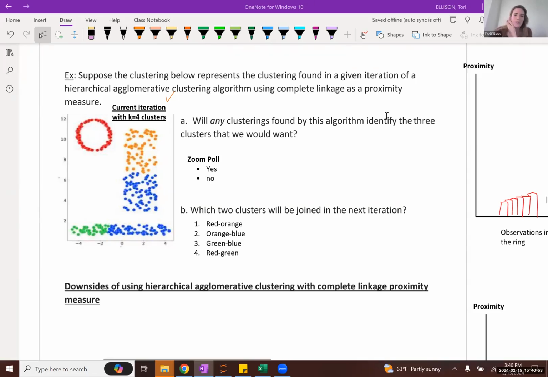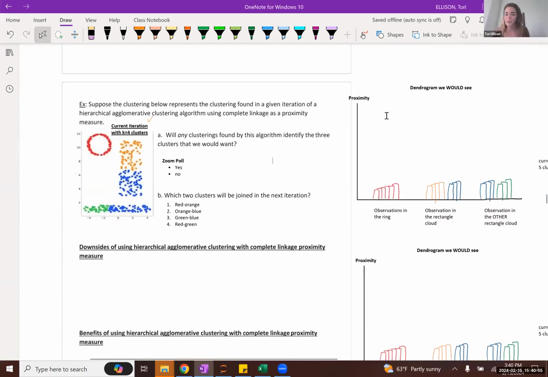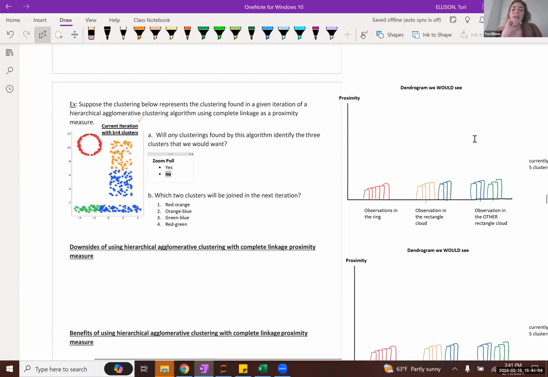So looks like most of us say no. And so that is, in fact, the correct answer. Unfortunately, complete linkage is going to fail us in this scenario. So we want to think about what it actually means to effectively identify the three inherent clusters that we're looking for here.